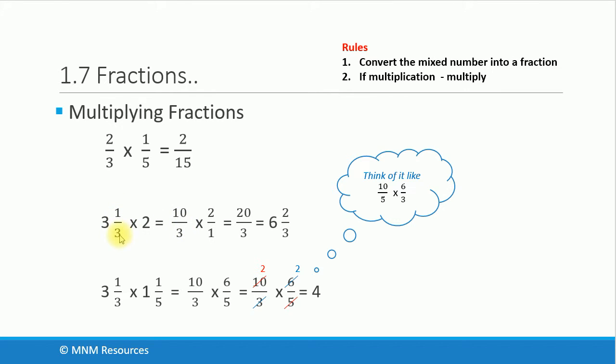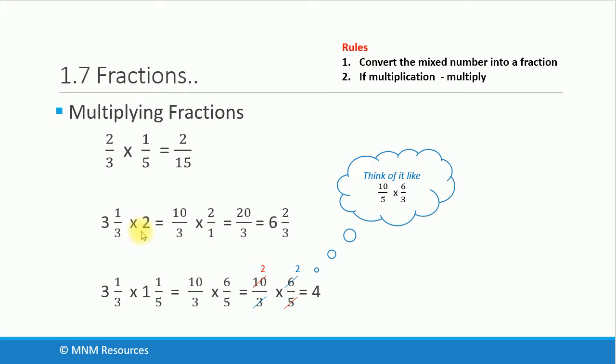So again, the rule is to multiply the denominator by the whole number and add that value to the value of the numerator, and that will give you the new value of your numerator. The denominator stays the same as the one in your fraction.